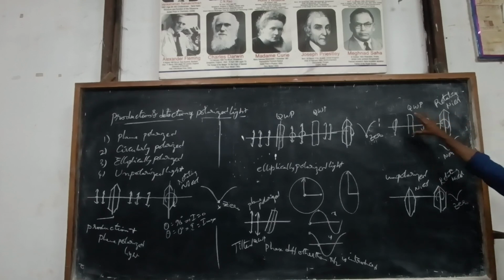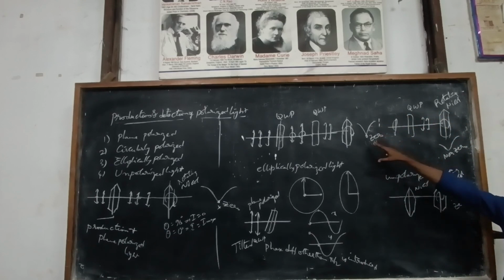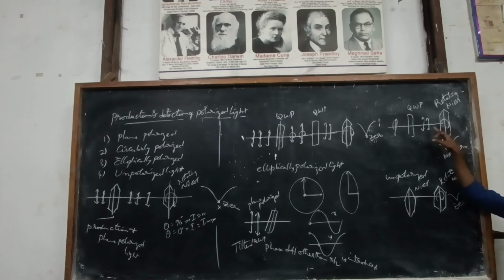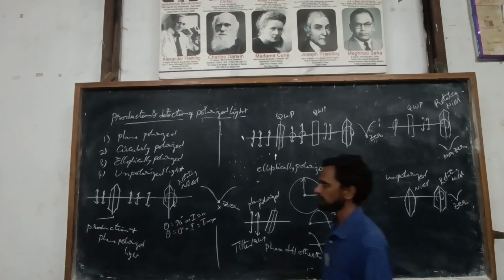After passing through a quarter wave plate, then through a rotating nicol, if the minimum intensity is zero, it is circularly polarized light. If the minimum intensity is not zero, it is elliptically polarized light. So we'll be able to distinguish all types of light.